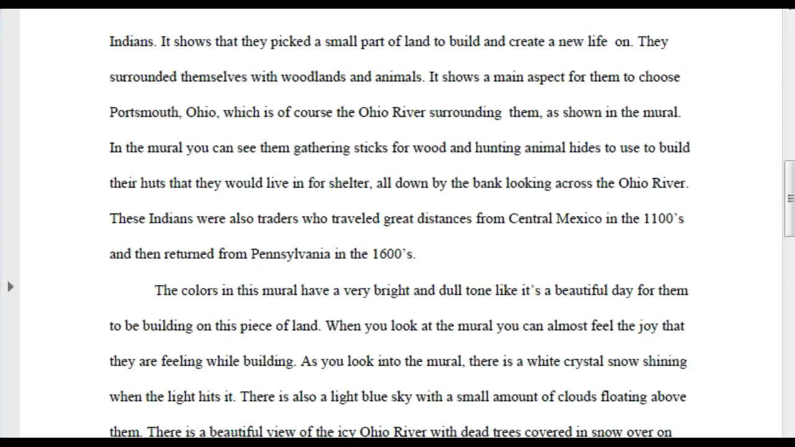Oops, that's my dog. Hold on. Sorry about that. That's our dog.